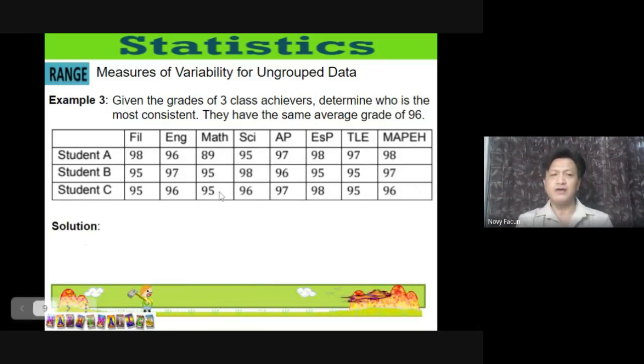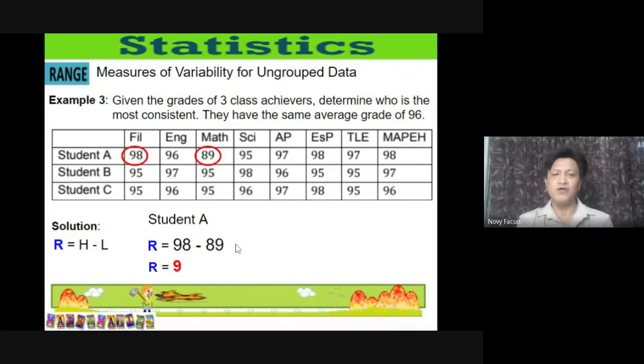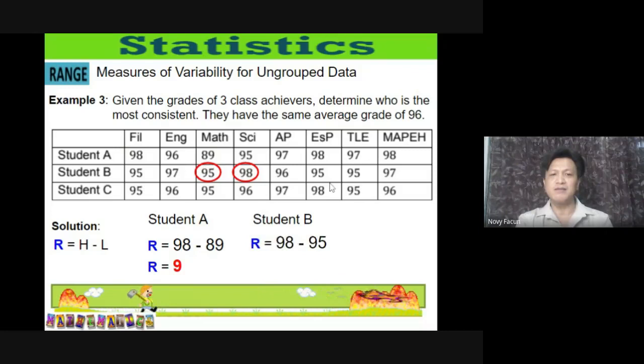Okay, let's start with student A. So, for student A, di ba ito yung grade niya? So, ano ba yung highest grade niya? That is 98, and the lowest grade is 89. Subtract lang natin to get the range. For student A, 98 minus 89, the range for student A is 9. And how about student B? Okay, ito naman tayo titingin. The highest grade for student B is 98, and the lowest grade is 95. Then subtract natin, that is 98 minus 95. The range for student B is 3.